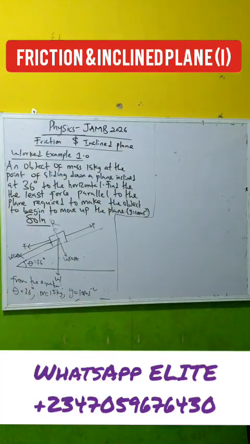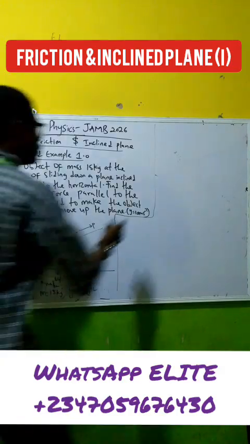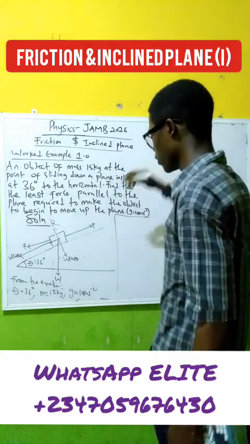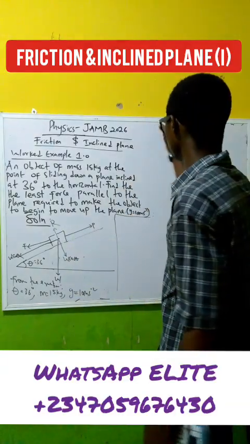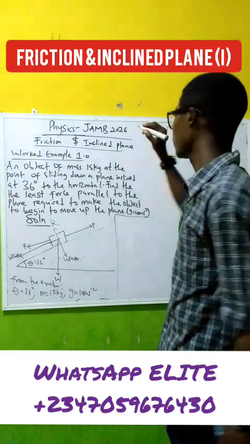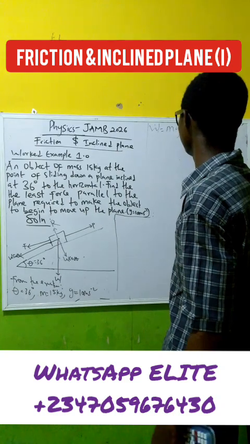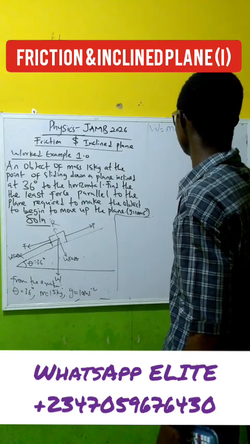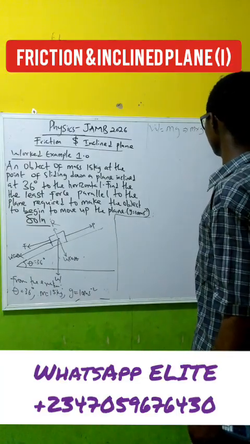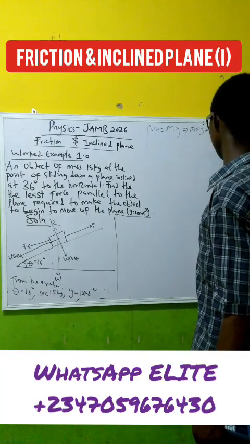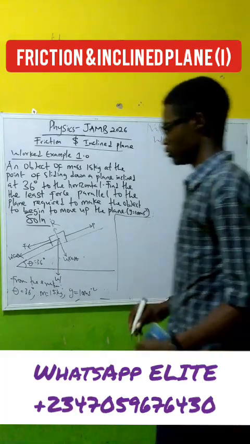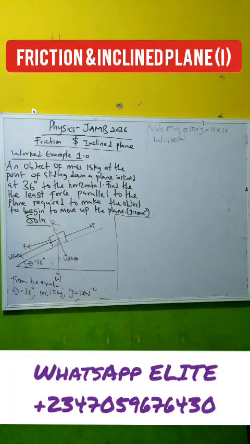What else can you notice? We need to calculate our weight force and our reacting force. Our weight force is mass times gravity, which implies W equals mg. Our weight is 15 multiplied by 10, so we have our weight force to be 150 Newton. I hope you all understood.